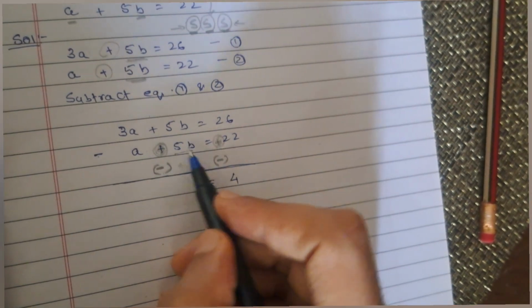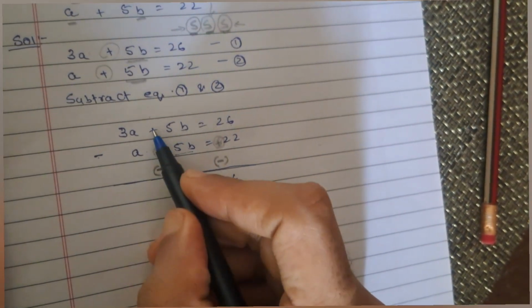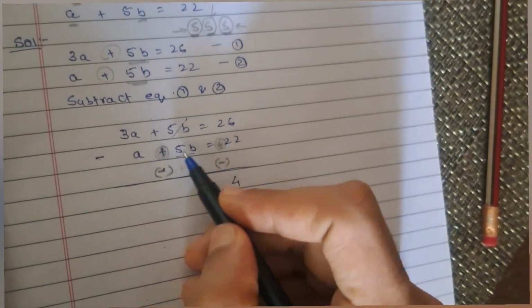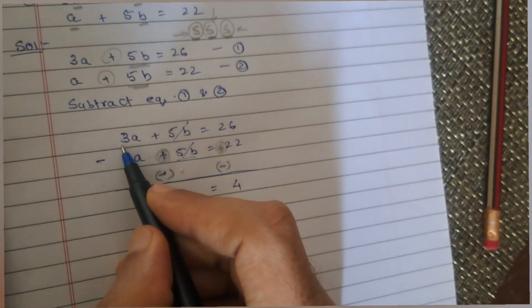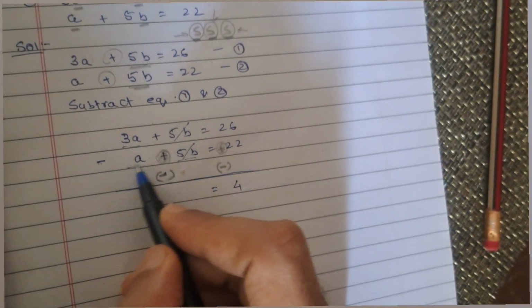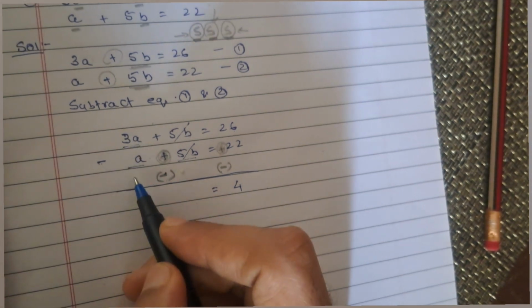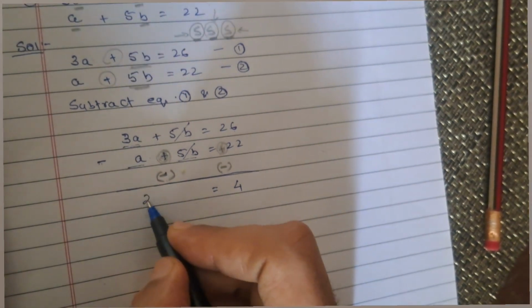5b and 5b have opposite signs, plus and minus, so they will get cancelled. You don't have to write anything over here. And what about this? 3a minus a means 2a. So it will become 2a.